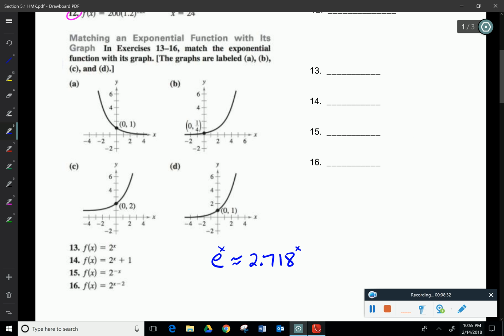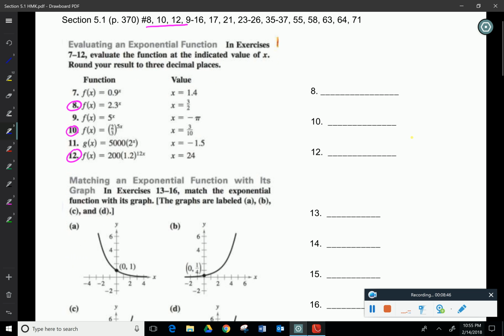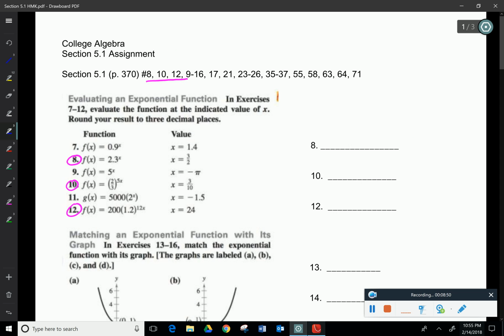Okay, so why don't you pause the video, take a minute, and see if you can do that matching. So you're going to do the number 13 through 16 part. Alright, that says 9 through 16, and I meant 13 through 16. Sorry about that. So this should be 13 through 16.